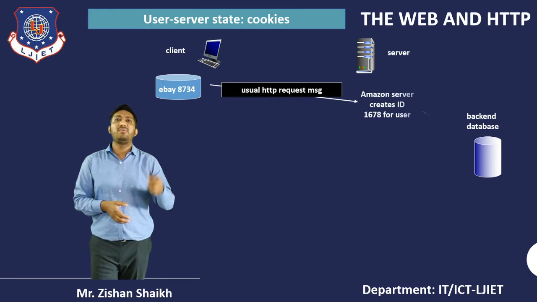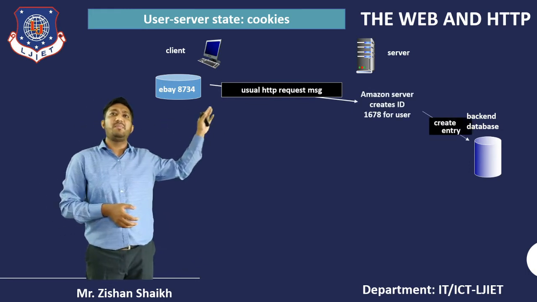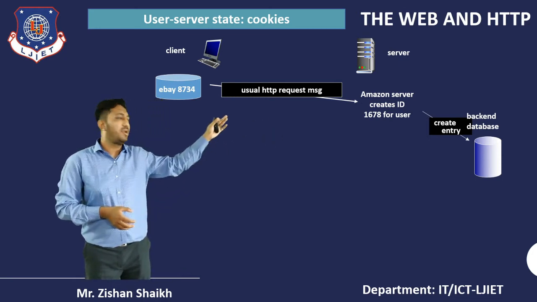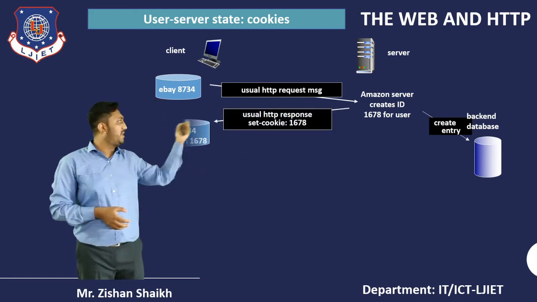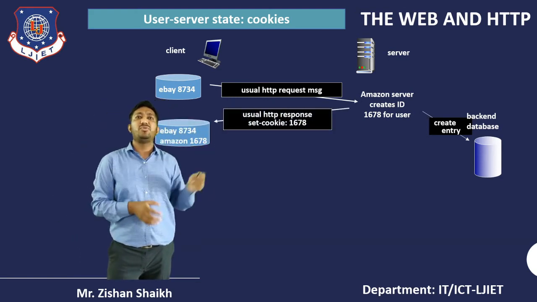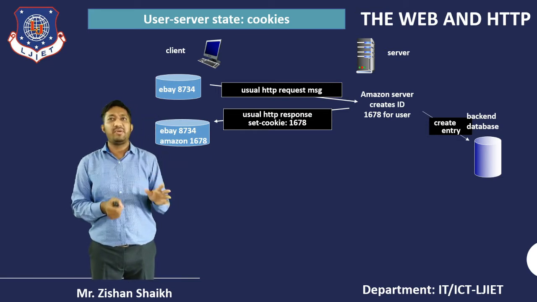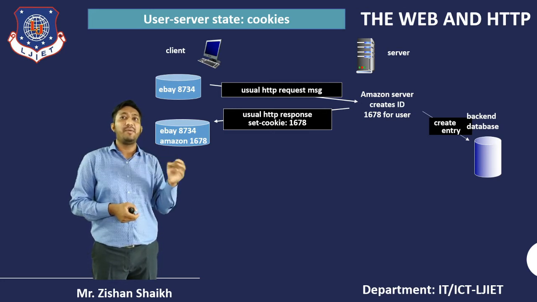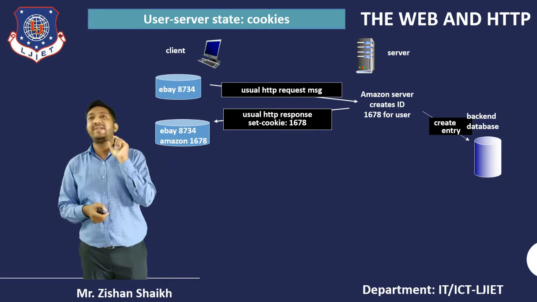For example, we have a machine that wants to send a request. So here usually an HTTP request message is given to this particular server. That is the customer ID of 1678 for the user. Now what happened? In the response it will generate this. So usually our HTTP response is Set-Cookie for 1678. So this is the conclusion: cookies are generated by the server, not the client, but are saved at the client side.